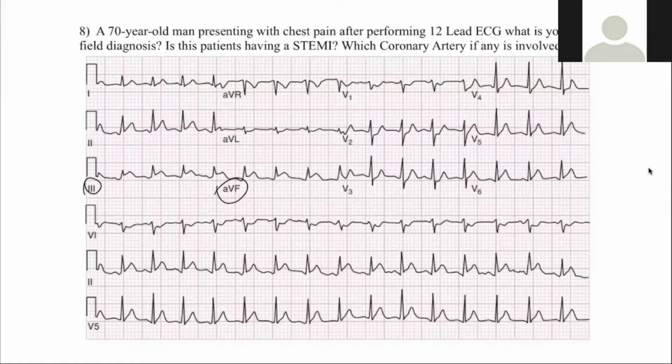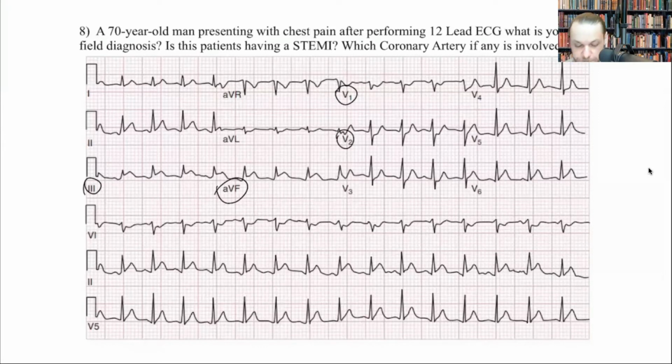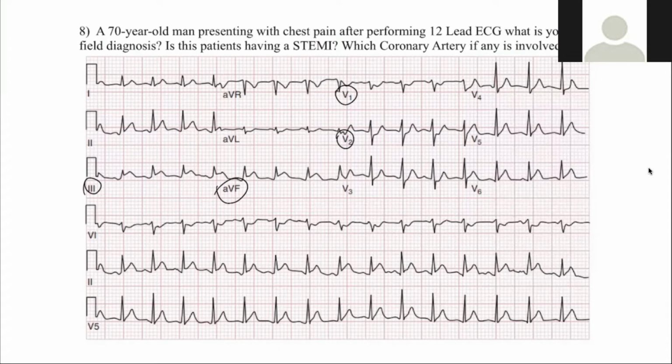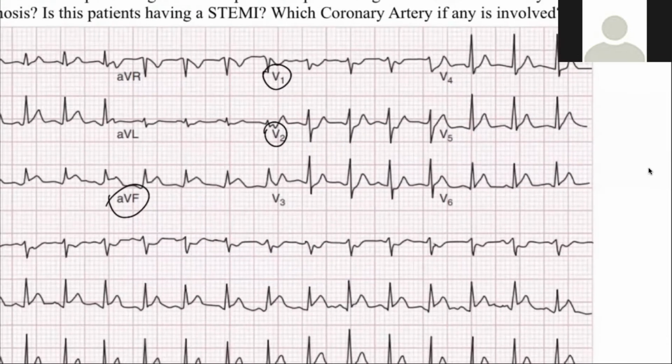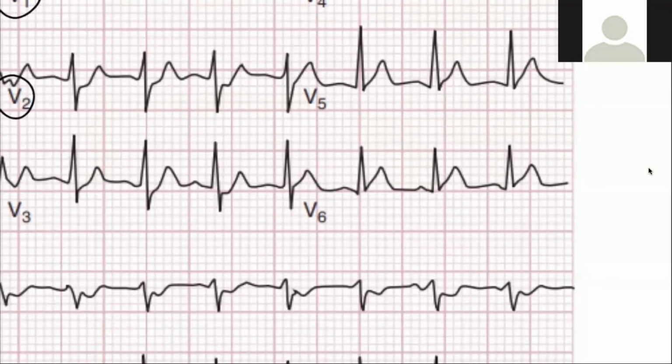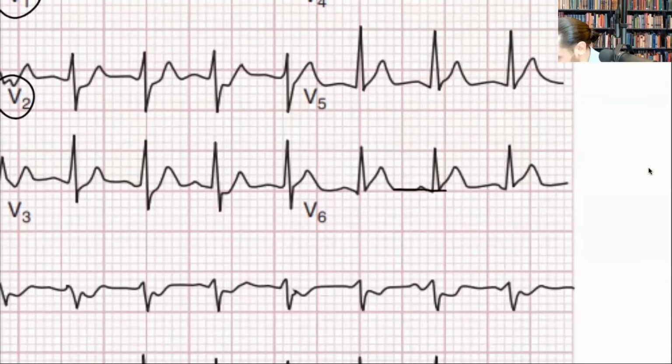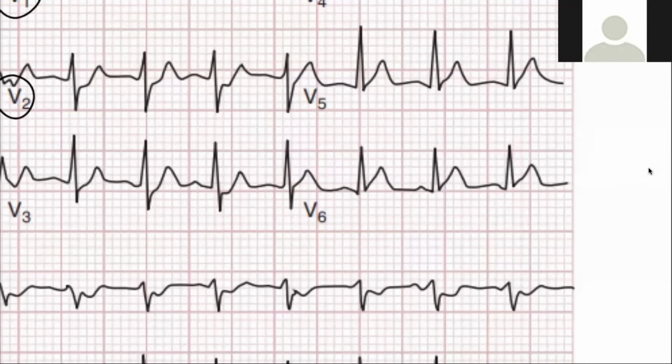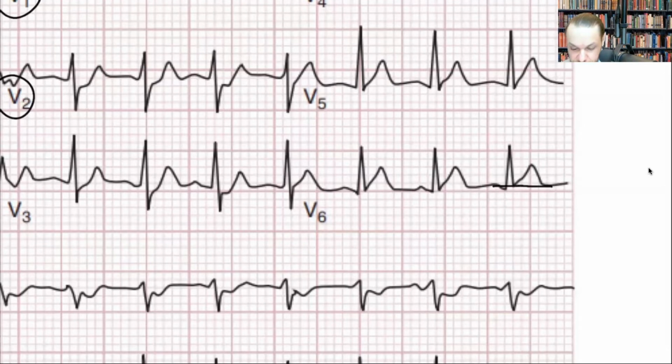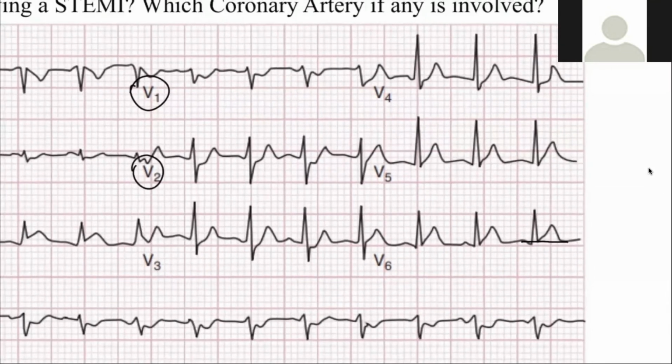Not in V3, not in V2. There's depression in V1, and probably V2. V6, it looks like maybe a little, not really. So let me draw the isoelectric line. It would be here. So it kind of looks right, but not really prominent. Right, not really prominent. So I agree with you.